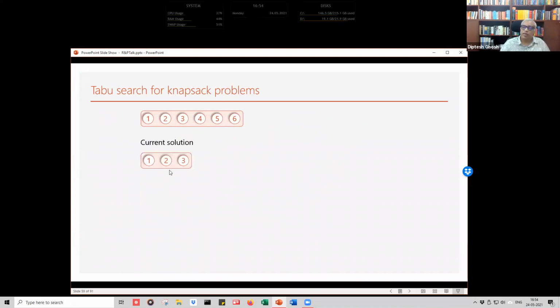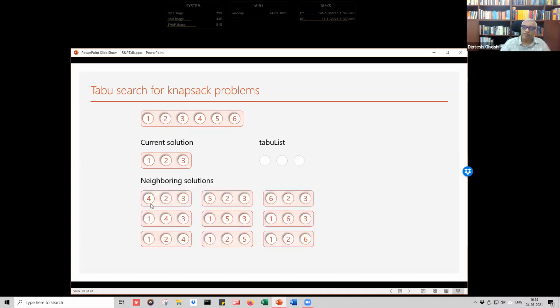And let's suppose my current solution is 1, 2, 3. Now, the neighborhood that I'm looking at is a switch neighborhood. So if I look at a switch neighborhood, these are all the neighbors of this solution. Here is a neighbor where I have switched 1 and 4. Here I have switched 1 and 5. Here I have switched 1 and 6. And here I have switched 2 and 4, 2 and 5, 2 and 6, 3 and 4, 3 and 5, 3 and 6. So this is my bunch of neighboring solutions.